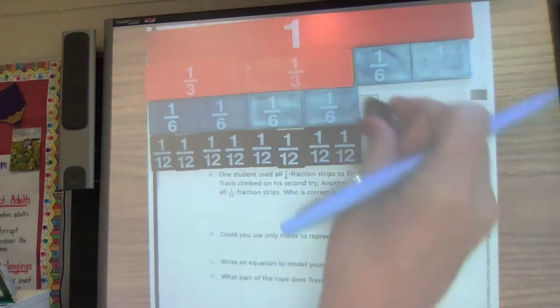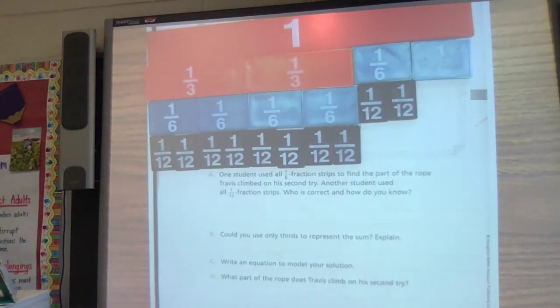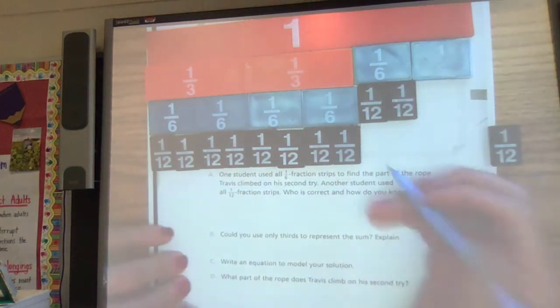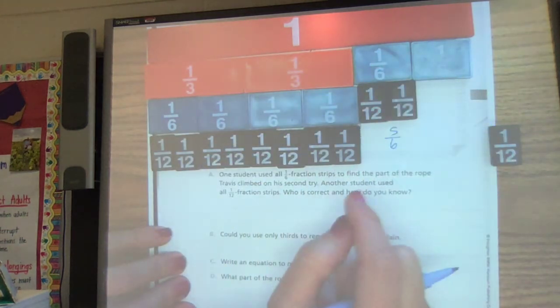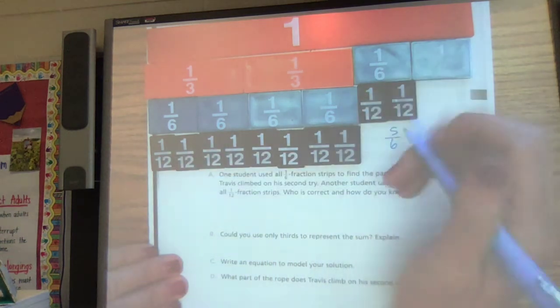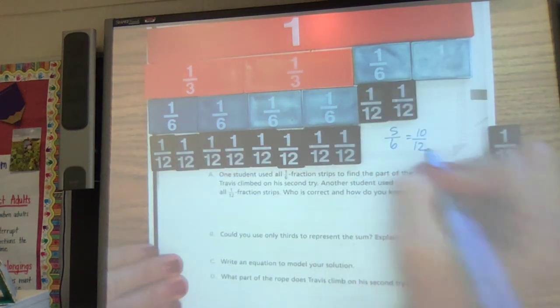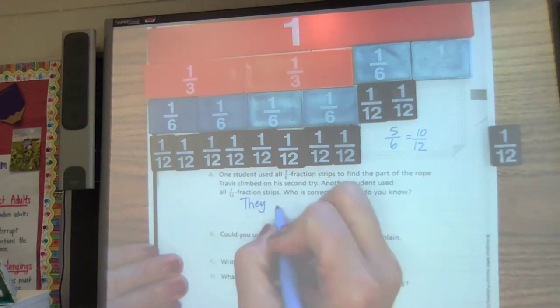And we know that because we said 5/6. Well, let's see how many twelfths that would be. 5/6, 1, 2, 3, 4, 5 would be equivalent to 2, 4, 6, 8, 10/12. So they are both correct.